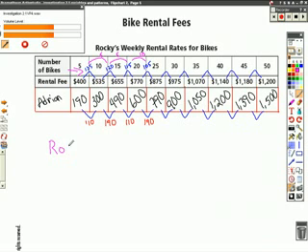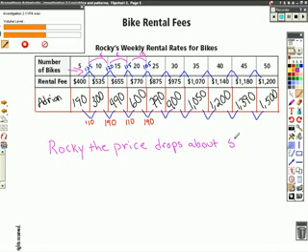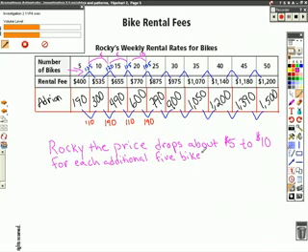Okay? So if there was a pattern, I would say for Rocky, the price drops about $5 to $10 for each additional 5 bikes. All right, so that would be my rough estimation as to the pattern for Rocky.